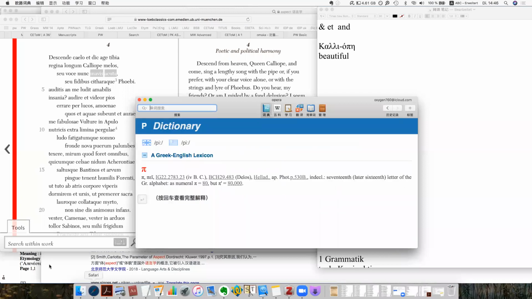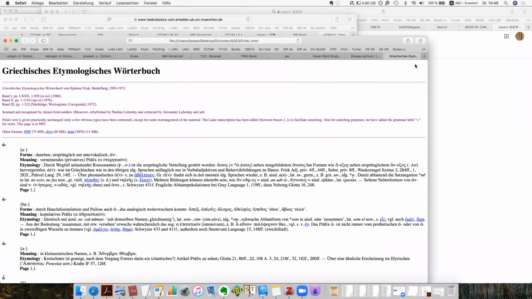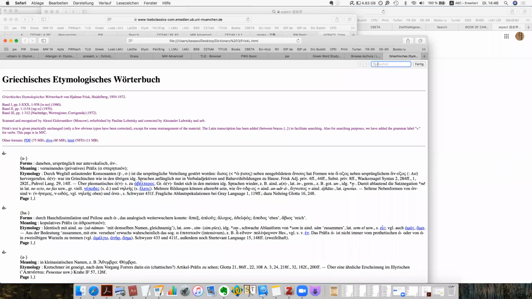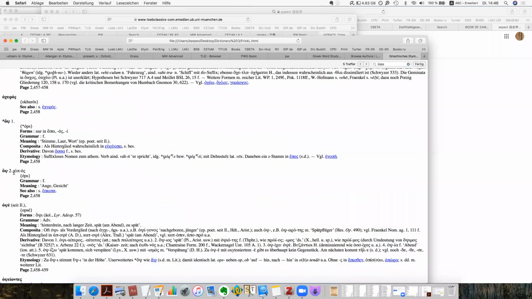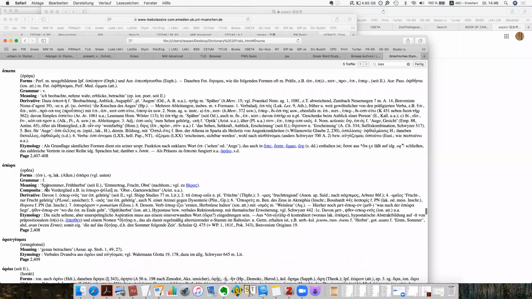Wait a minute. Let's check the Greek etymological dictionary. Ops. So you see, ops means eyes. There's another word, ops, which means eye.